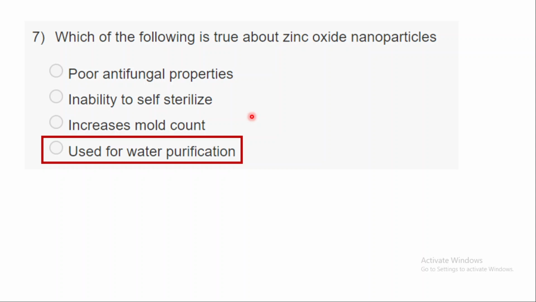So it has good antifungal properties, it can sterilize the water, it can decrease the mold count, and it is used for water purification. Not just fungus, zinc oxide nanoparticles, we will learn in the upcoming slides, have great antimicrobial properties. Not just fungus, bacterial infection or contamination on organic matter, everything is handled by zinc oxide nanoparticles.